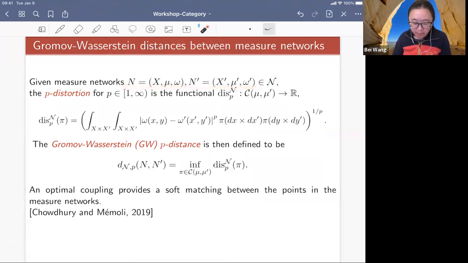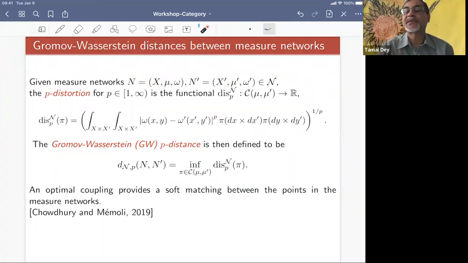So if you have a measure network, and then you have the omega, think of omega in its simplest form as an incidence relation. What you see here is that you define what's called a distortion, which is: if I find a coupling between the nodes of, say, the graphs, what is the p-th power of the difference of the corresponding weights? This is the optimal transport formulation to say that the GW distance between the measure networks is the one that minimizes distortion over all possible couplings of the measures on the nodes. So I was just wondering, how did you compute this in practice?